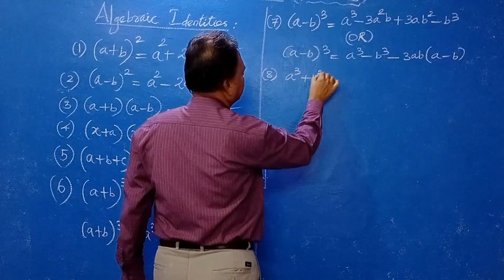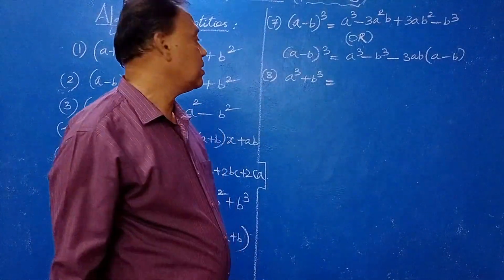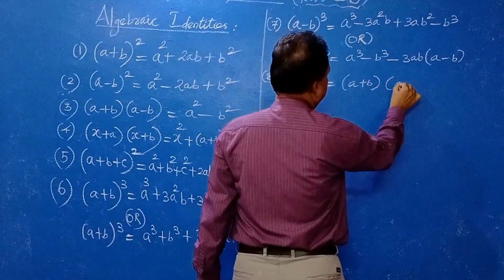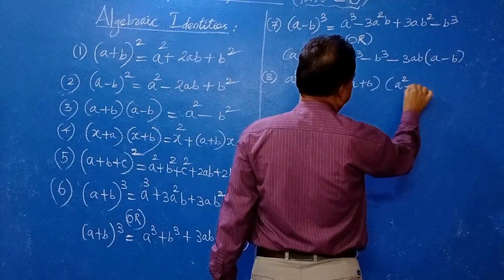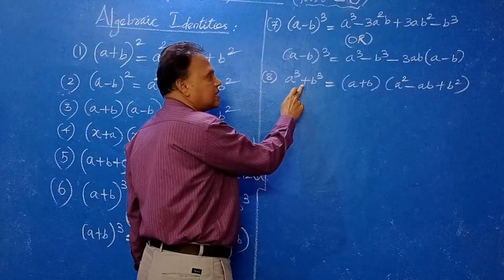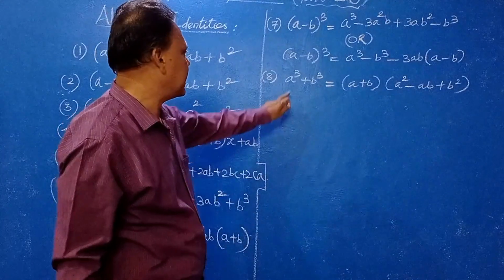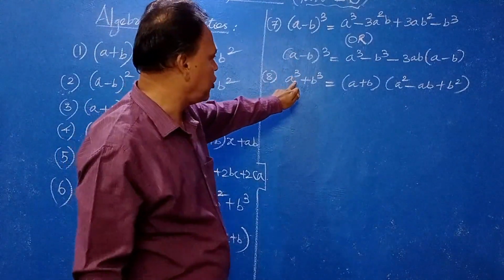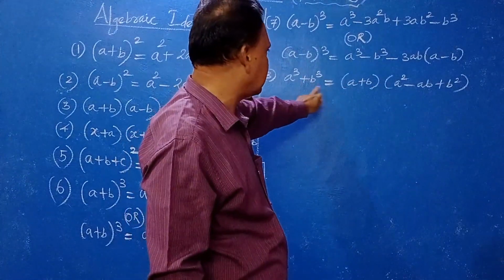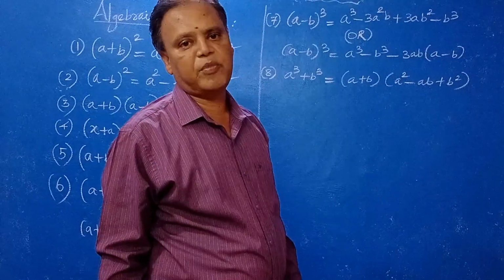Eighth formula: a cube plus b cube. What is a cube plus b cube? It is (a + b) times (a squared minus ab plus b squared). Here, plus means the first factor is a plus b, as it is, removing the cube. Then the middle term sign you have to change: a squared minus ab plus b squared.